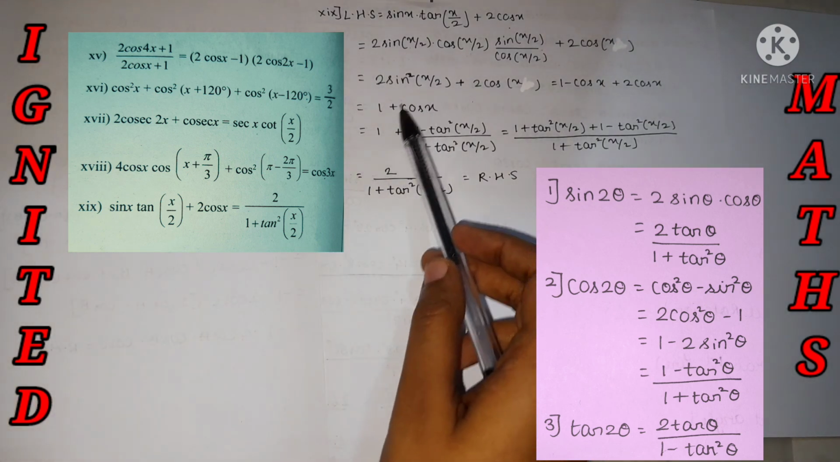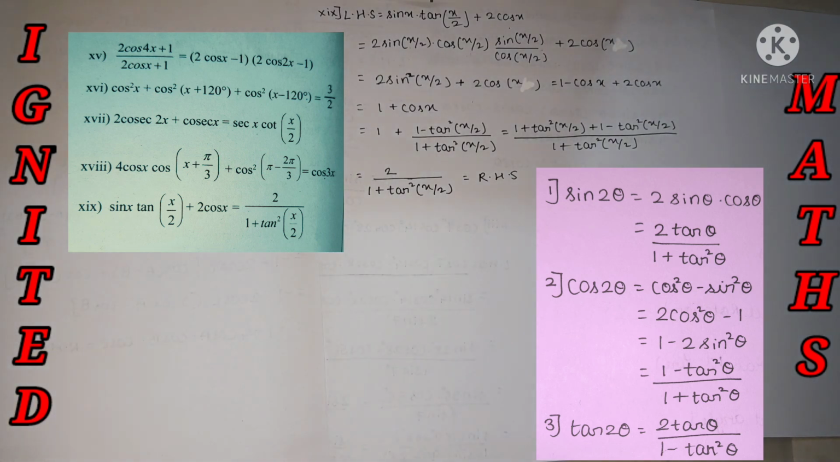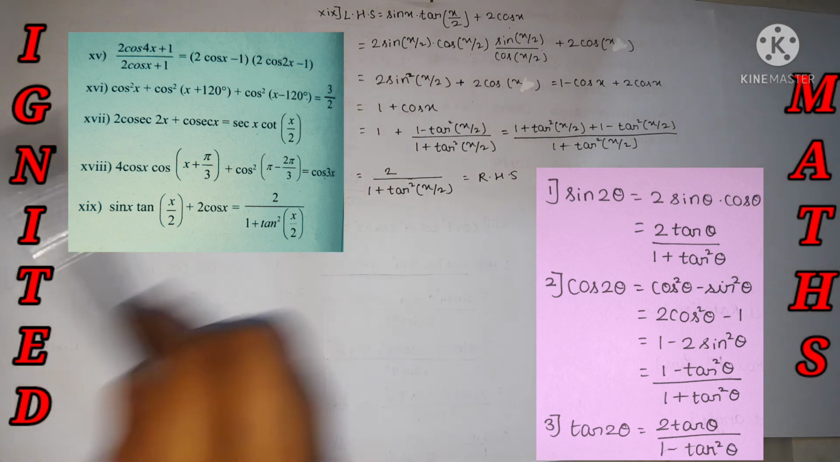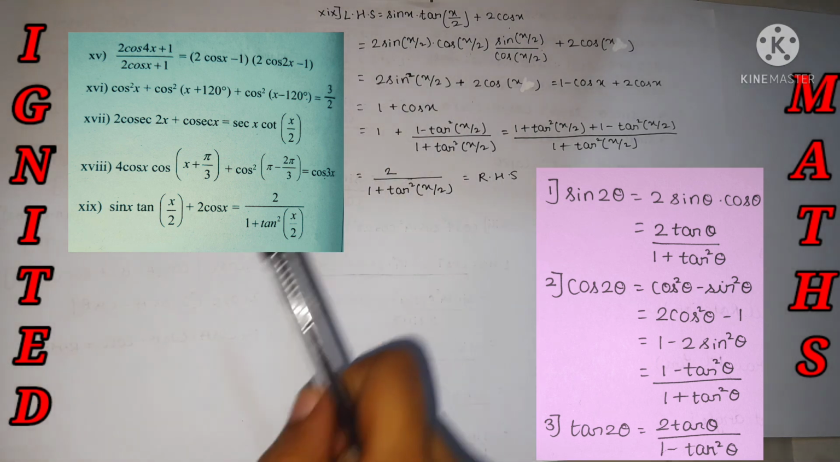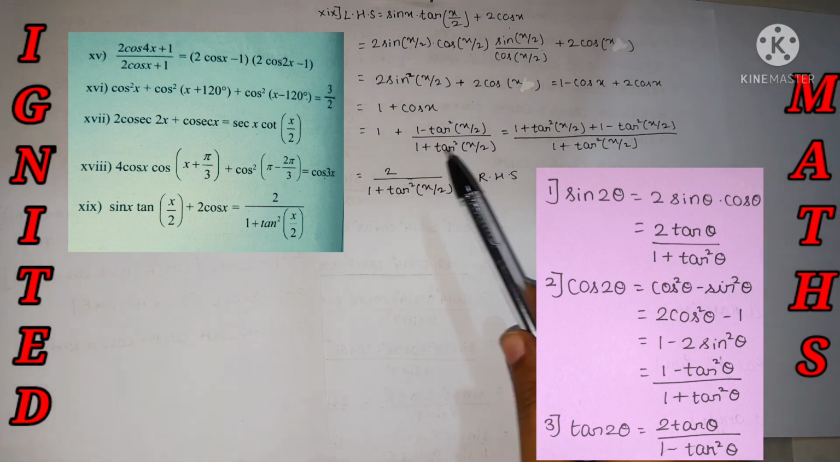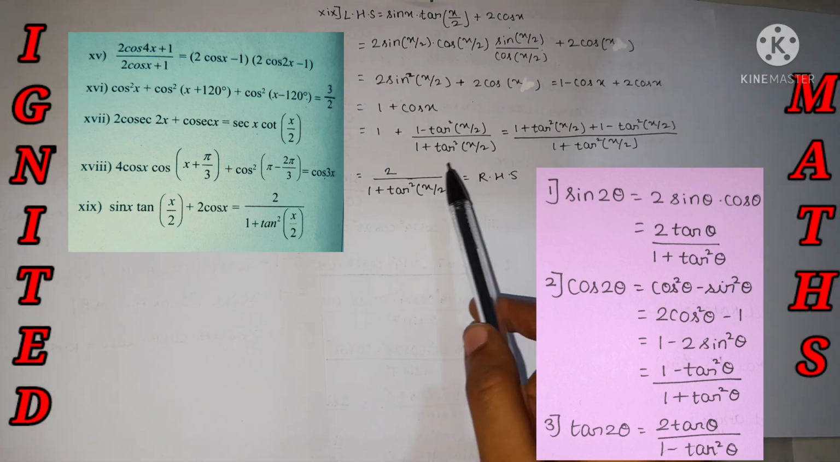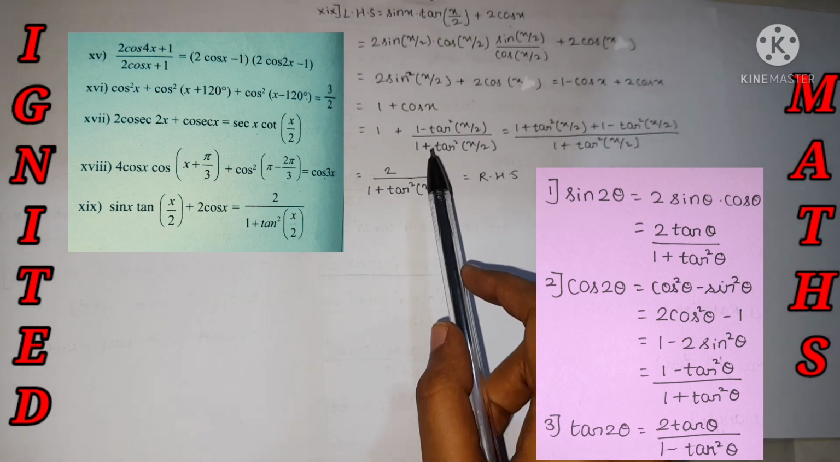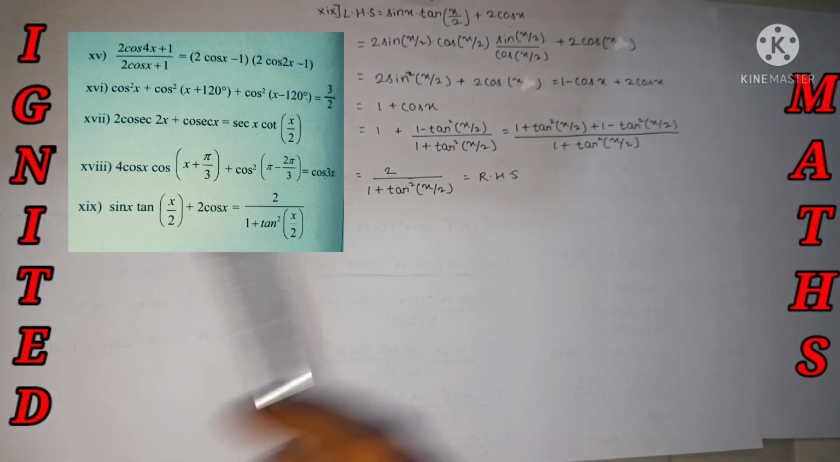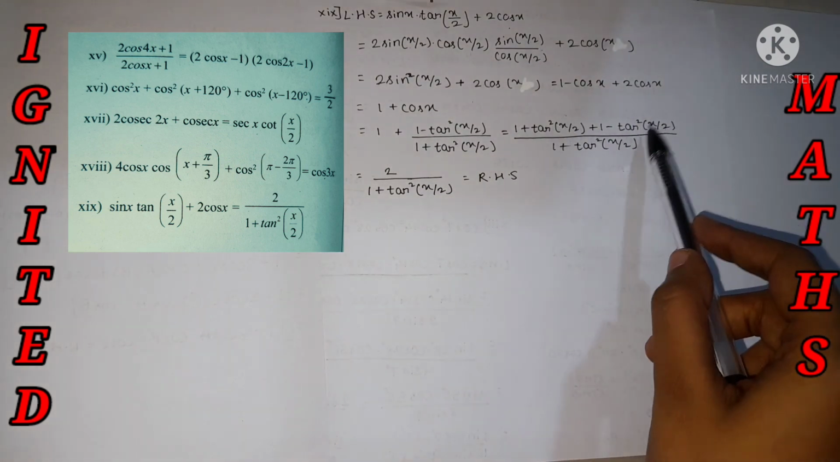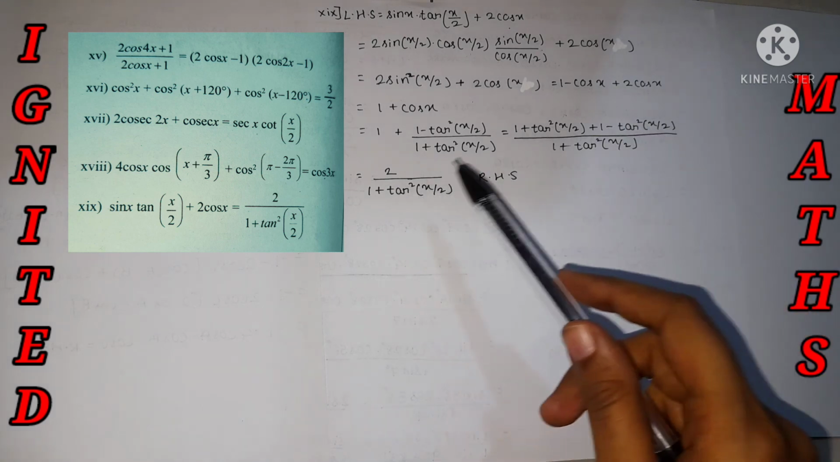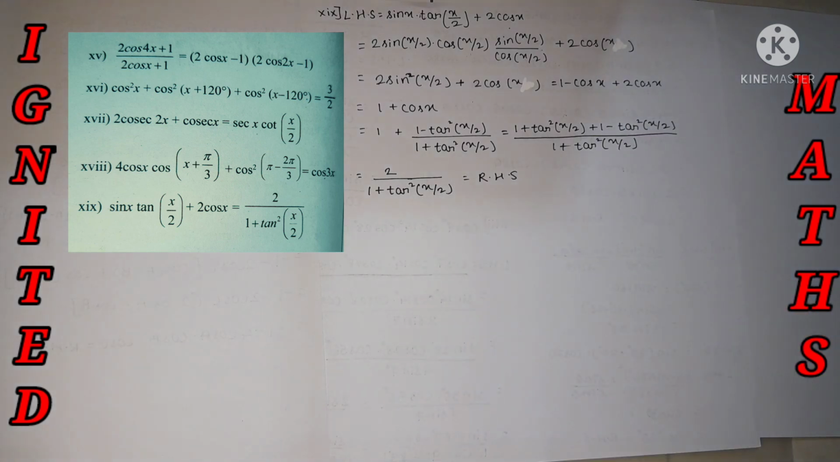Yes, and cos 2 theta is equal to 1 minus tan square theta divided by 1 plus tan square theta, but over here cos x, so we need to represent the half angle theorem. It's nothing but 1 minus tan square x by 2 divided by 1 plus tan square x by 2. So just rationalize the denominator, and tan square x by 2 over here, it's cancel it off, and 1 plus 1 is 2, and it's nothing but the RHS value.